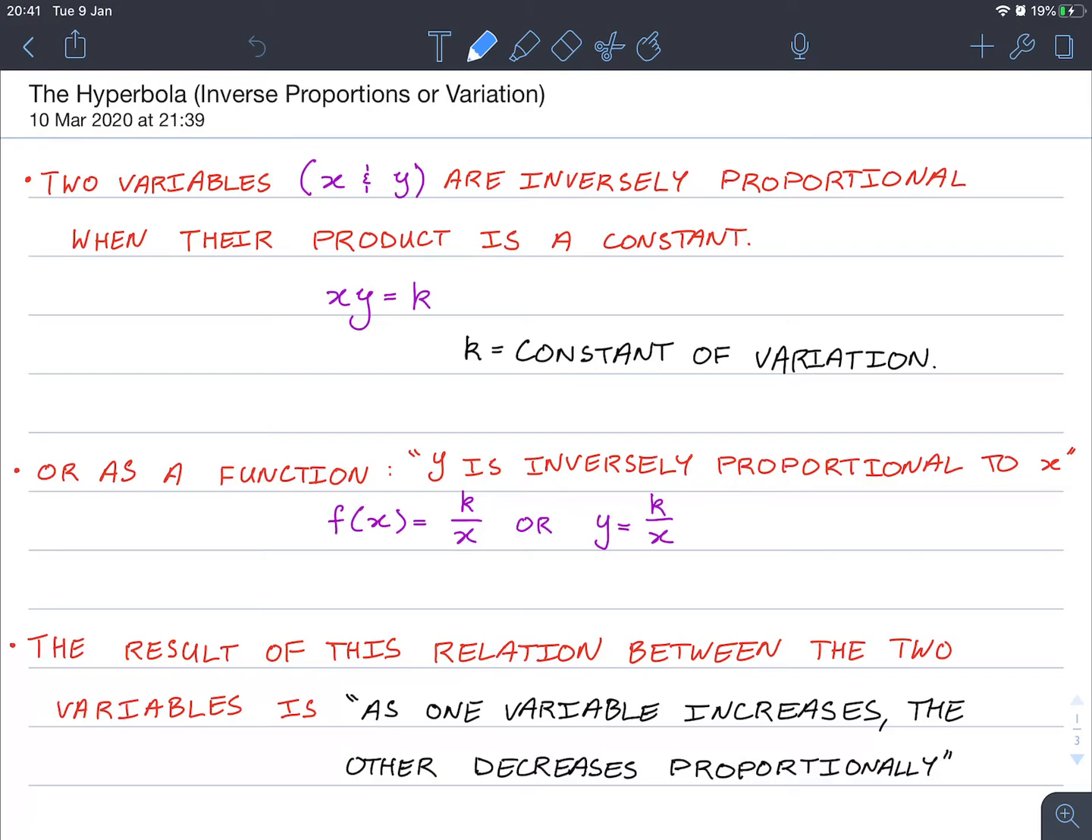Hello class, this is a video tutorial on the hyperbola, or inverse proportions, or variation functions. Two variables x and y are inversely proportional when their product is a constant.